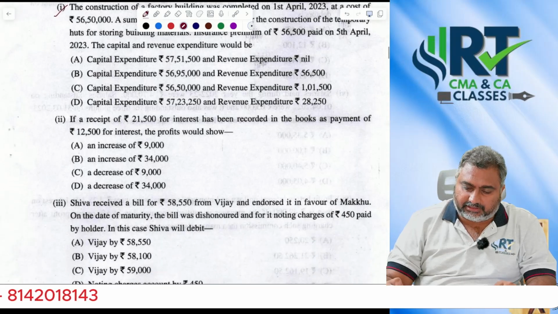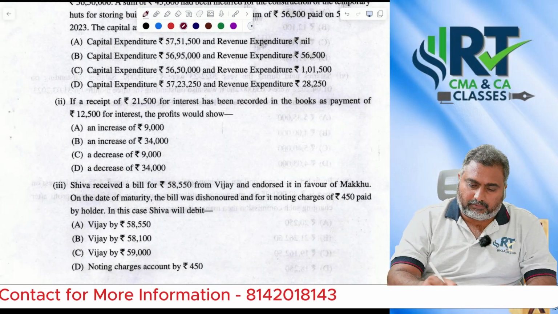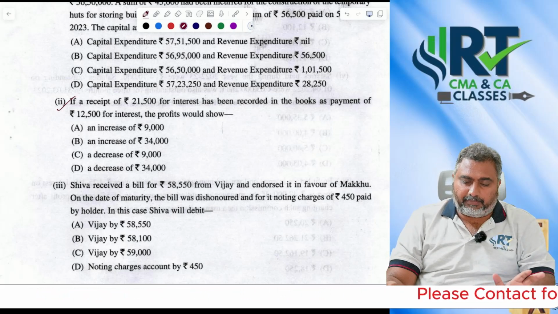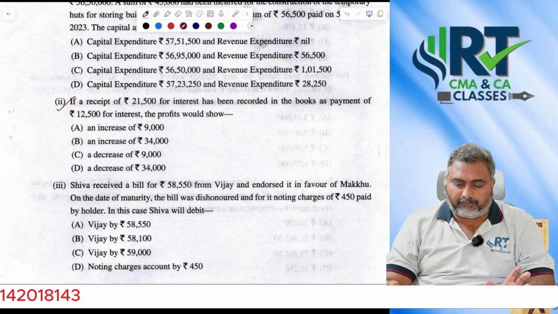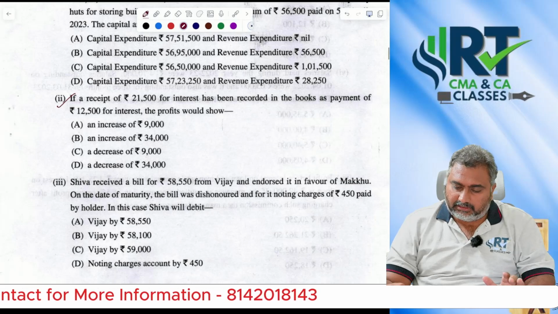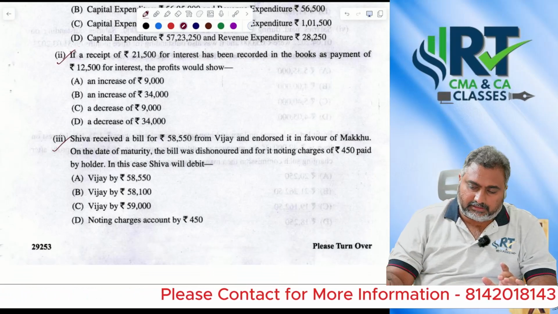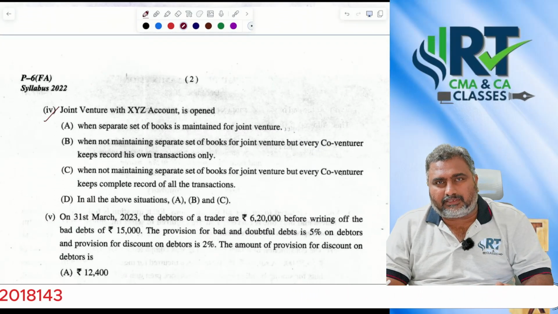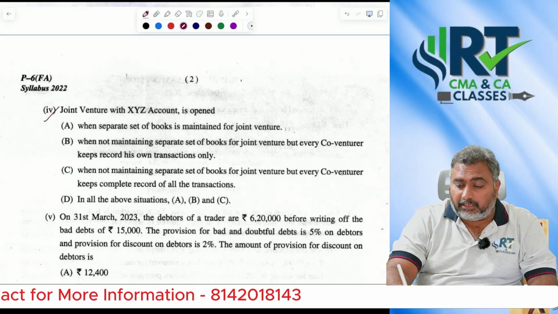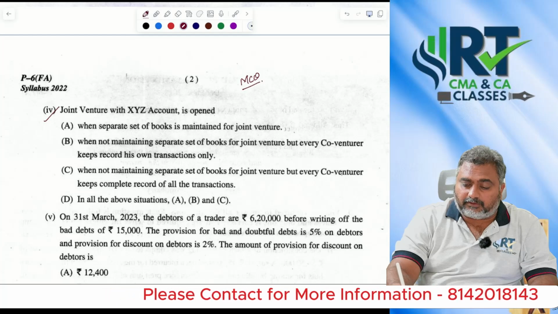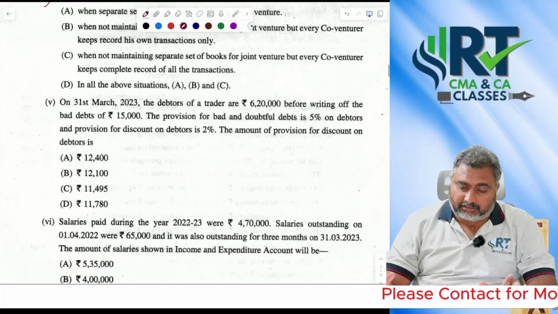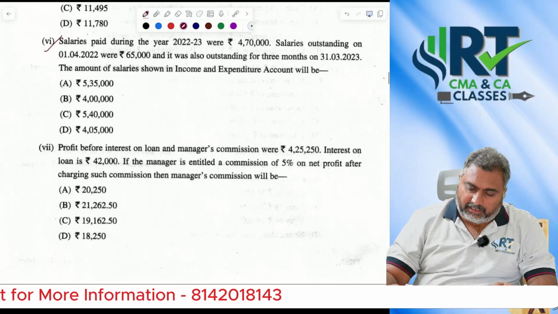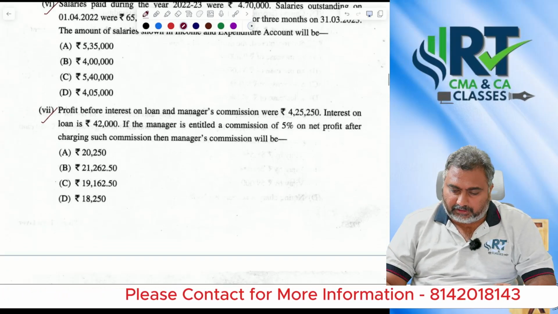This one is capital expenditure and revenue expenditure. The second is the interest part: receipt of 21,500 interest and payment of 12,500 for interest. The profit would show how much? That is what they are asking. And this is an MCQ from the bills of exchange point of view. Joint venture, I told you they may not focus on any big question from joint venture, but MCQ-wise they can focus on it. Next, the final accounts part, and next an NPO point of view, and next that is also from final accounts.